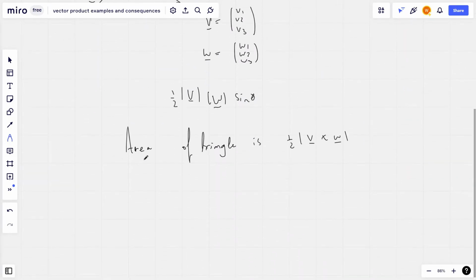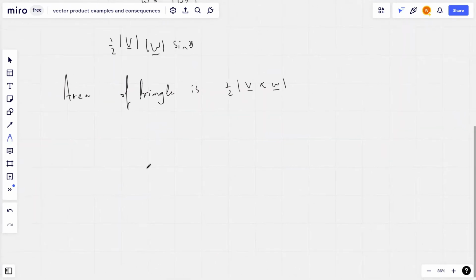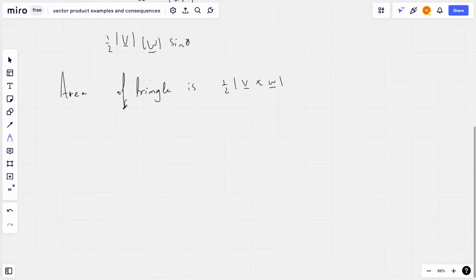This will be left as an exercise for the viewer at the end if they wish to do it. Okay, moving on. This area of the triangle is half of the magnitude of v times w.